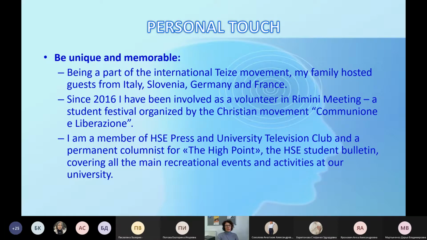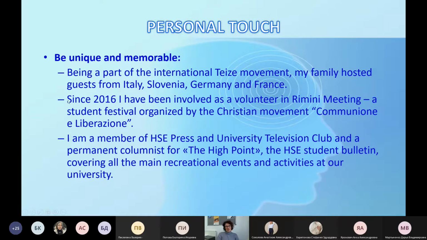The second thing that makes your letter stand out and makes you memorable is your personal touch. So be unique and memorable and use some kind of storytelling. And don't think that people are not interested. They actually are. For example, "Being a part of the international Thèse movement, my family hosted guests from Italy, Slovenia, Germany, and France." One thing is that it's very specific, but also you wonder, what's the Thèse movement? Oh, your family had people living in your house.